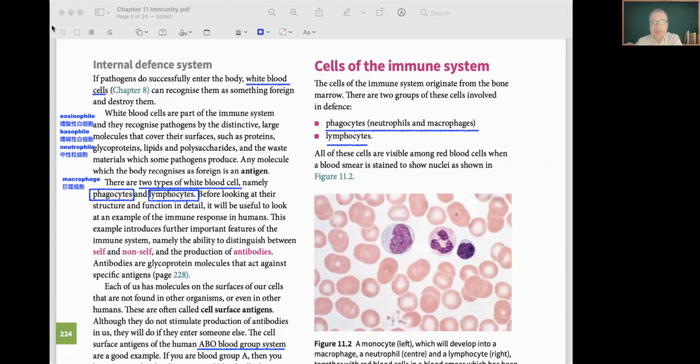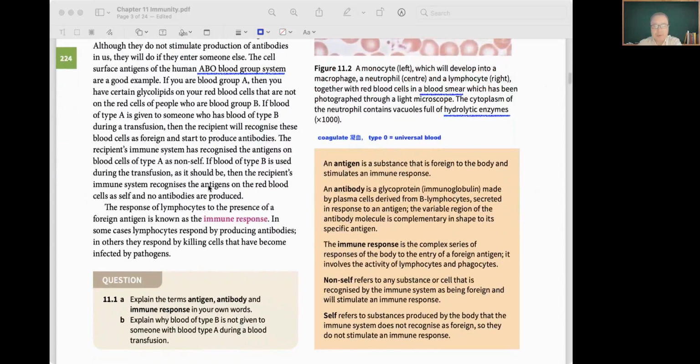Then we talk about the general introduction of the immune system, as well as the antigen and antibody. There are several immunoglobulins: IgG, IgA, IgM. A typical example of IgA is in colostrum, 初乳, which protects the newborn baby. IgM is the largest antibody with 10 antigen binding sites.